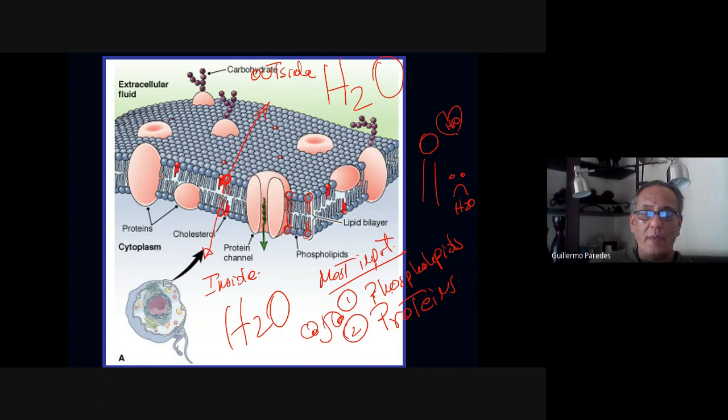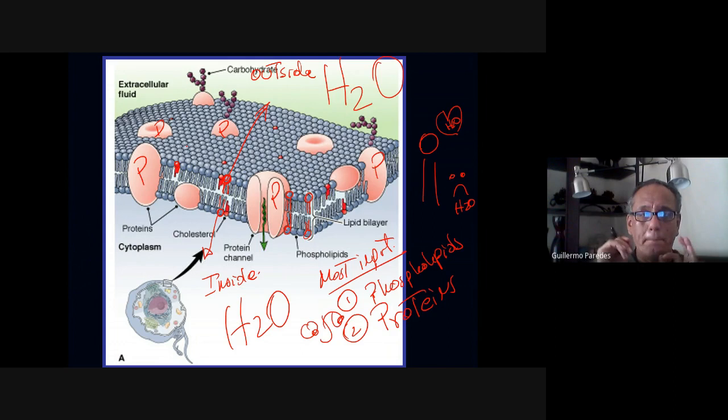So we have here, for example, this is a protein. Another protein. We have proteins everywhere. And we have the phospholipids. In between, they have cholesterol too. But what are the main components of the cell membrane? Phospholipids and proteins. Period. You're going to find another element? Yes. Which one? For example, cholesterol. For example, carbohydrates. You're going to find some carbohydrates too. But the main components of the cell membrane will be the phospholipids and proteins.